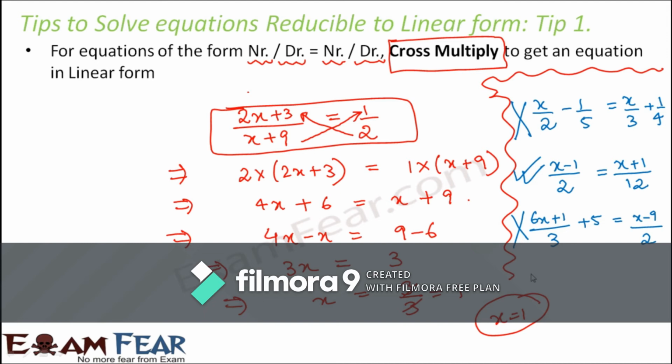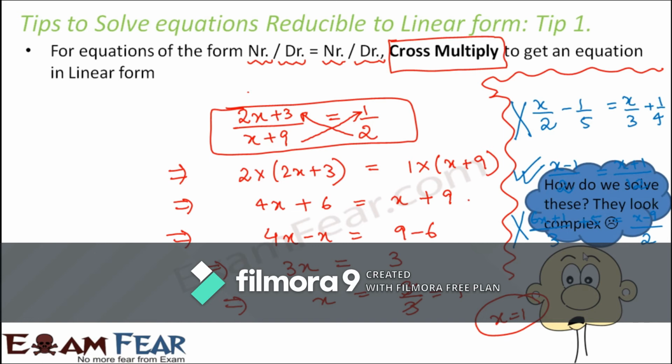So with these examples, what I'm trying to tell you is where exactly you can apply this concept of cross multiplication to solve the equation. Now you might say, okay, fine. We will be able to apply this concept only where this particular form holds true. But what about all these complex forms? Even these look more complex. So how are you going to solve these complex equations?